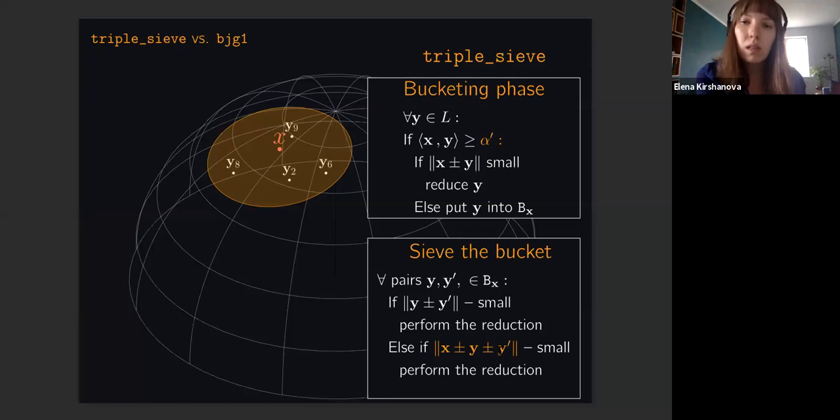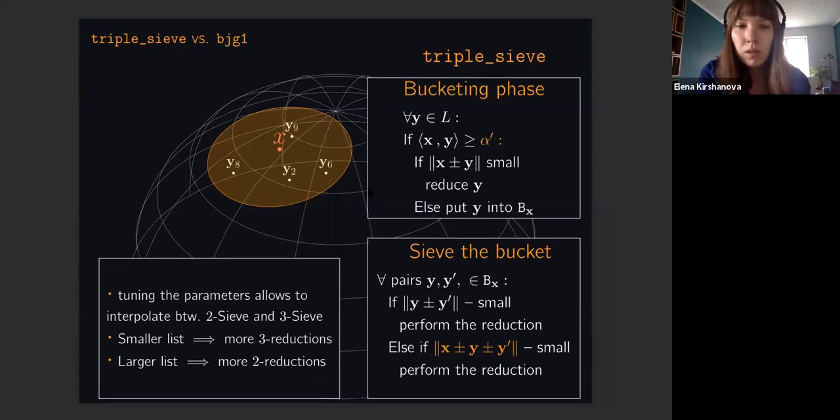Now, also for this triple sieve, it is important that x actually comes from the list, but not from the lattice, for instance from a spherical code. If x was from the spherical code, then this last check wouldn't make any sense. And by tuning the parameters, I mean tuning alpha and deciding what small means, we could actually interpolate between the 2 sieve and the 3 sieve.